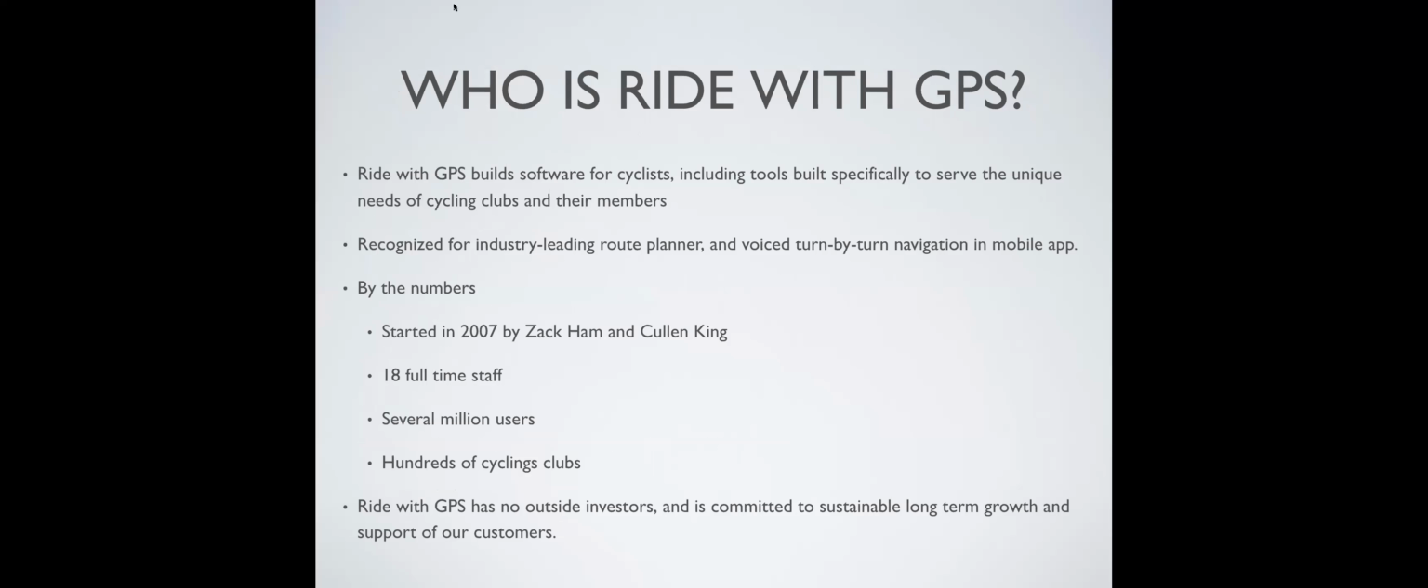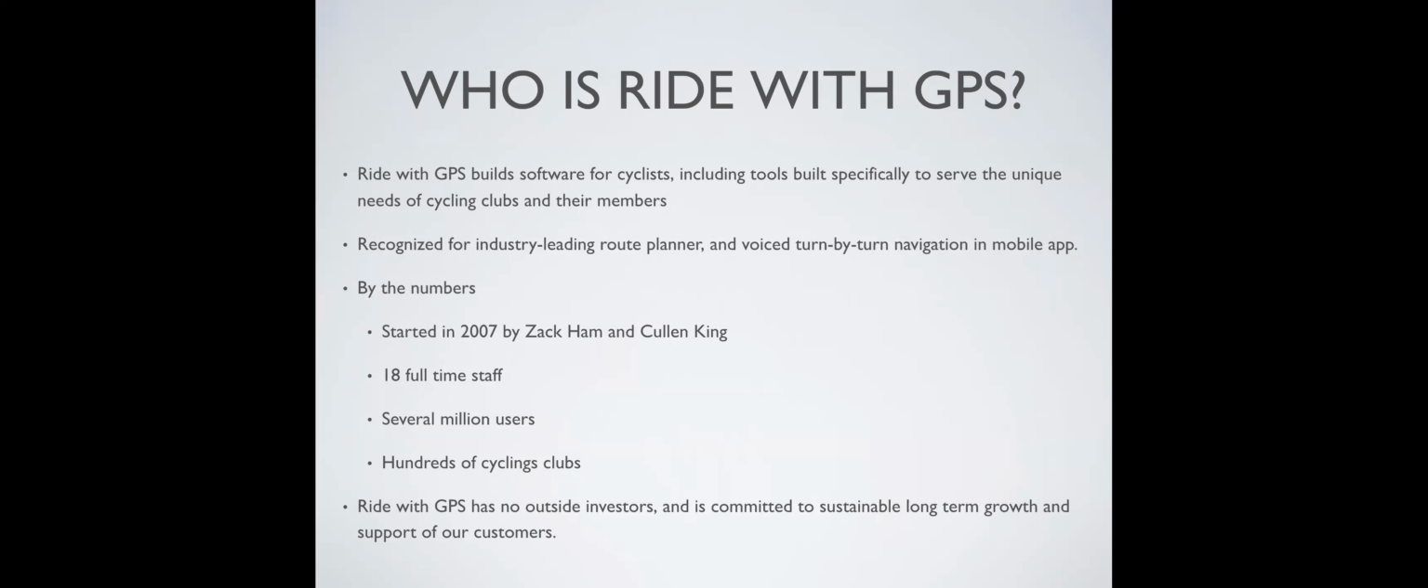Okay, so who is Ride with GPS? We are a software company that builds software specifically for cyclists. We ourselves are cyclists, so we have an idea of what people want. We know what we want when we go out and ride, and we know what we're looking for, and that drives a lot of our decisions in terms of the route planner tools that we build, the navigation tools that we build. We're recognized as an industry leader for our route planner and also for turn-by-turn voice navigation, the app.